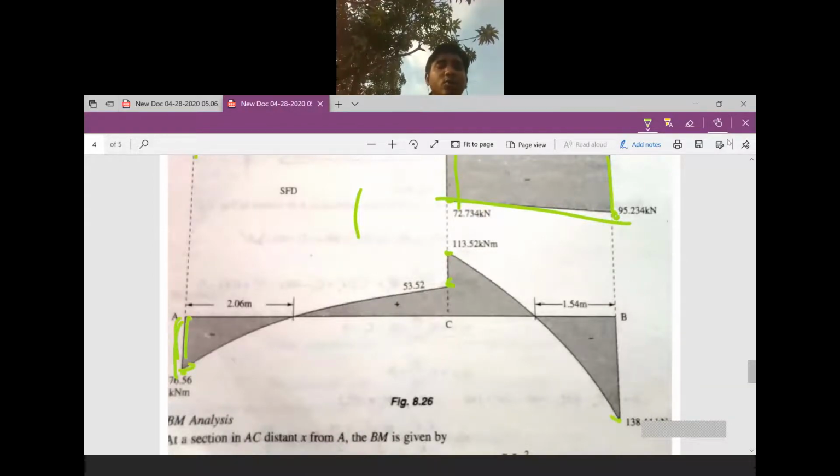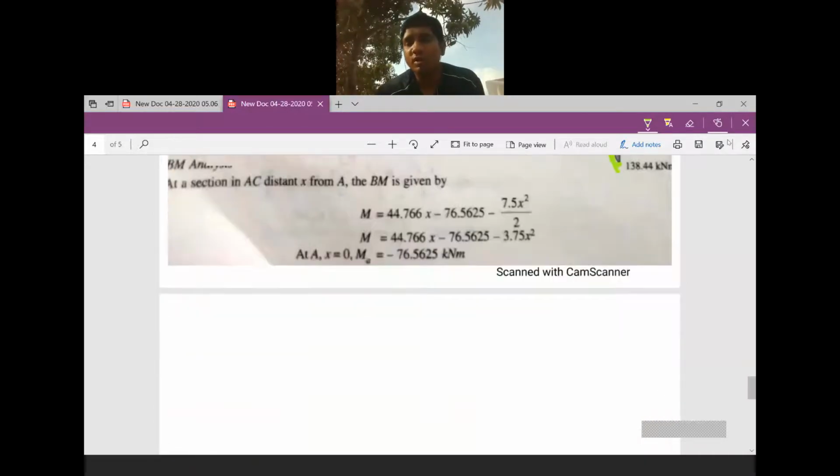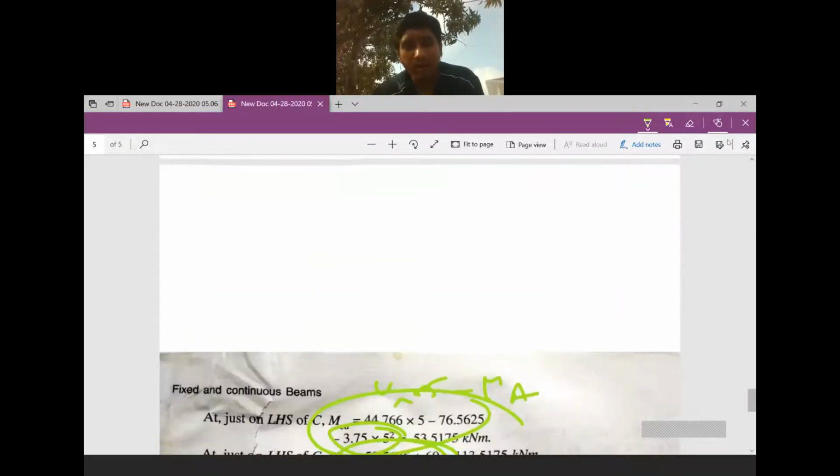Will join. UDL is acting, so it is parabolic. It will go up. Again UDL is acting, it is parabolic. Understand? It will go up. Okay, in this way you have to draw the bending moment diagram. Okay, calculate the point of contraflexure.